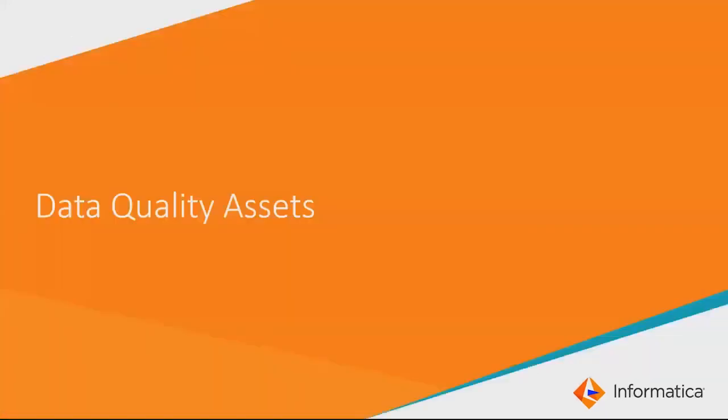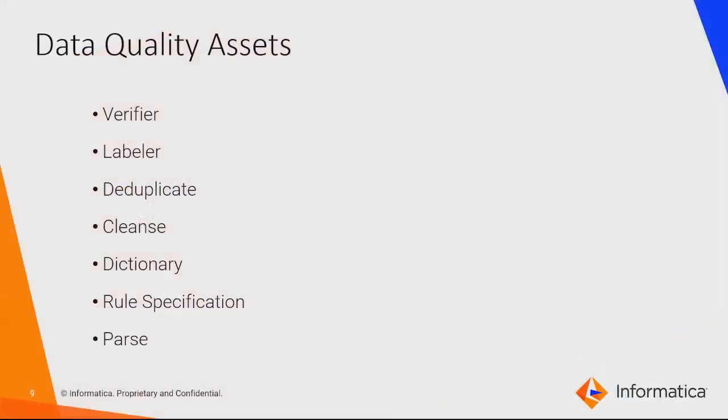Okay, so moving on. Once you have the data discovery, now you want to apply those data quality rules by using different data quality assets, right? And we have around 7 data quality assets: verifier, labeler, deduplicate, cleanse, dictionary, rules specifically, and parsing, right? So moving to the next slide.